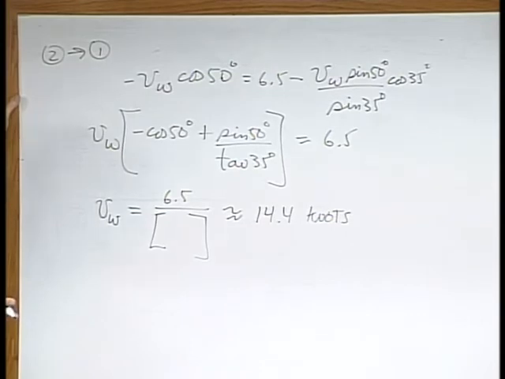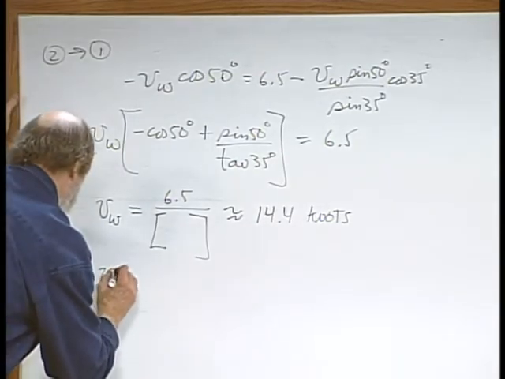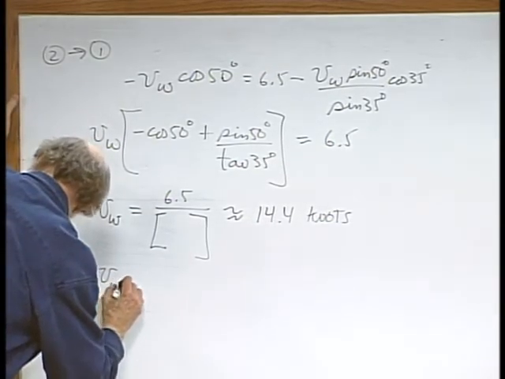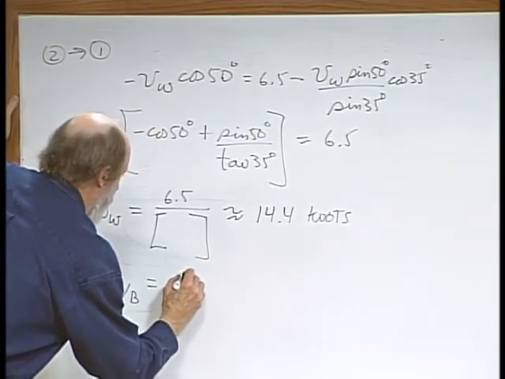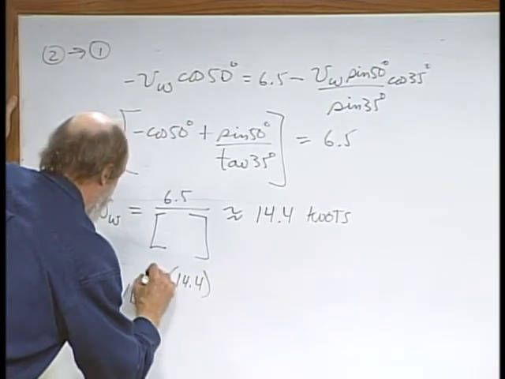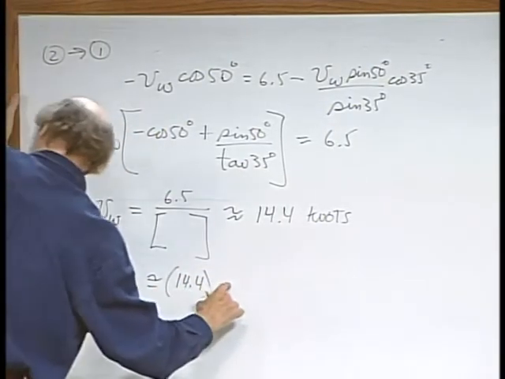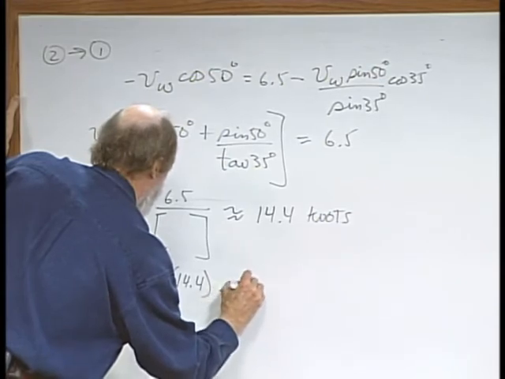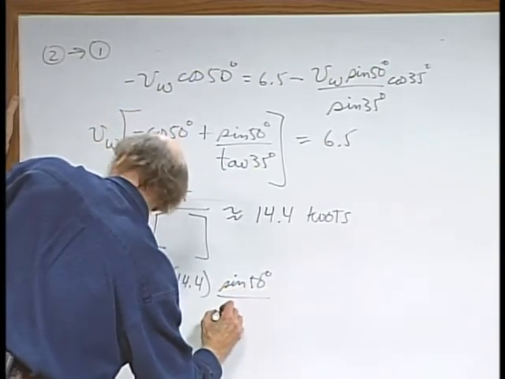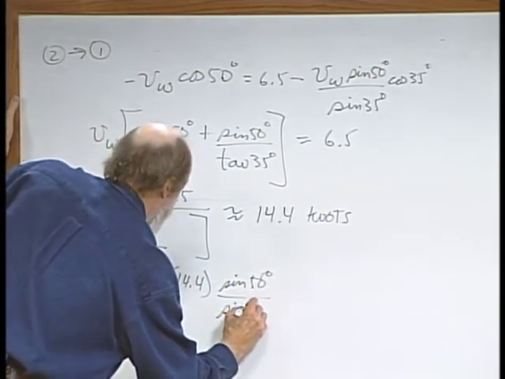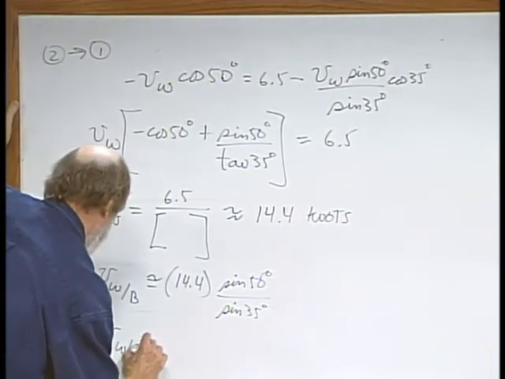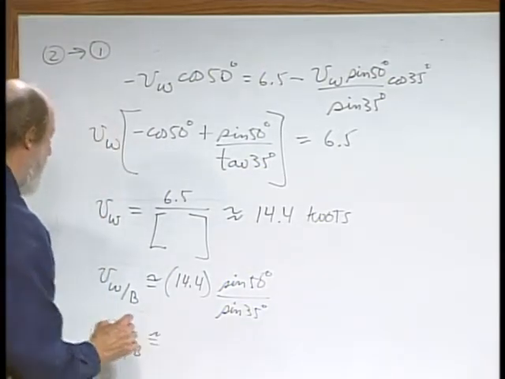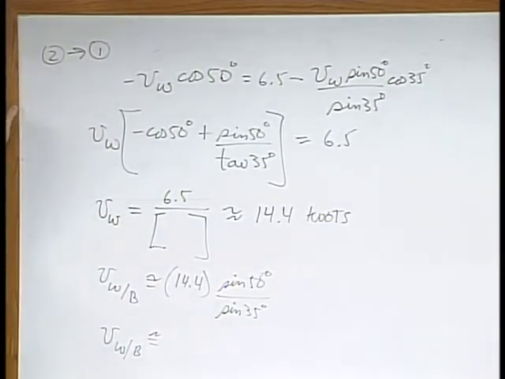Okay. And while we're at it, let's go ahead and grab the other one. The velocity of the wind relative to the boat is equal to this 14.4 reading, approximately, times the sine of 50 over the sine of 35. And what'd you get? 19.24. Anybody confirm that?